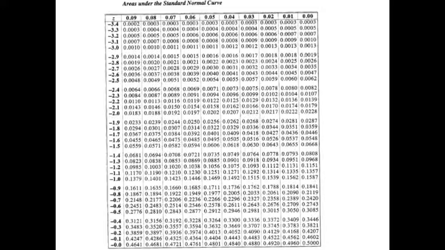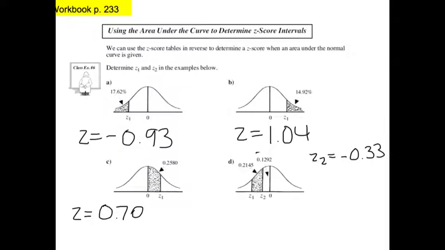Looking at your z-score tables, you have 0.3708. In that case, the closest one you're going to have is right here, 0.3707. So look to the left and look up, and that corresponds to a z-score of about negative 0.33. So that is going to be z2. So next up we need to find z1.